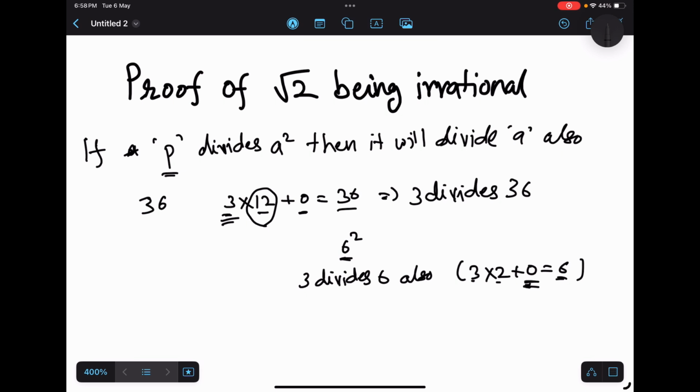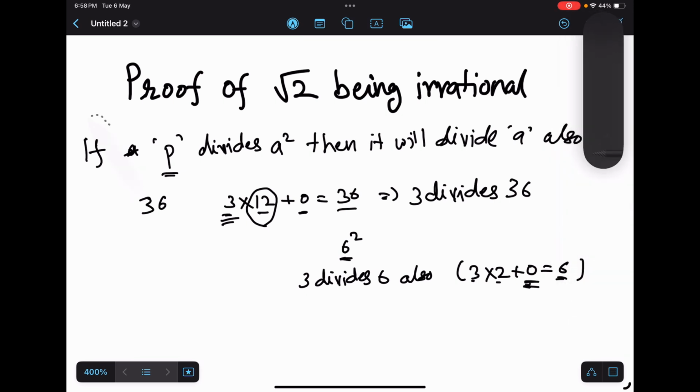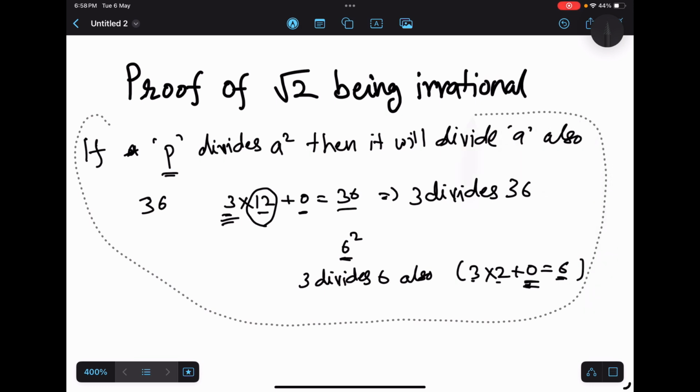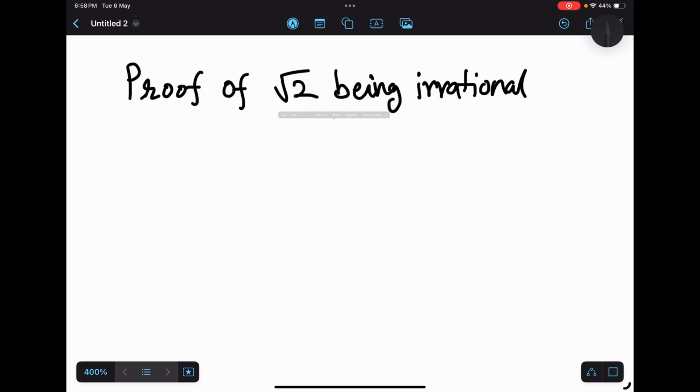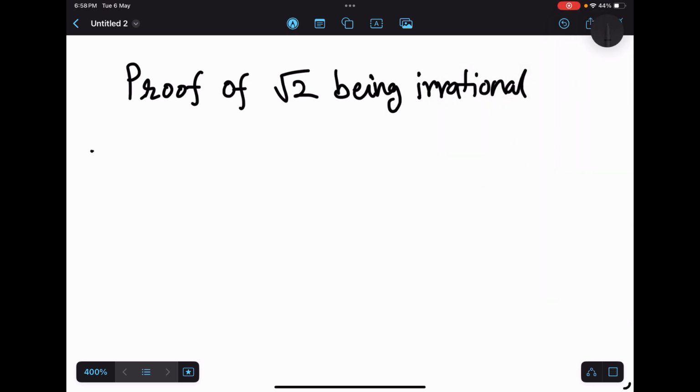This is one thing we need to know before going on to prove that root 2 is an irrational number. Let me clear the board. Okay, now let's try to prove root 2 is an irrational number.